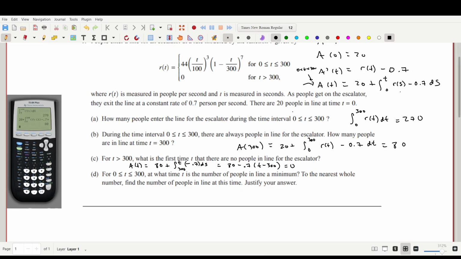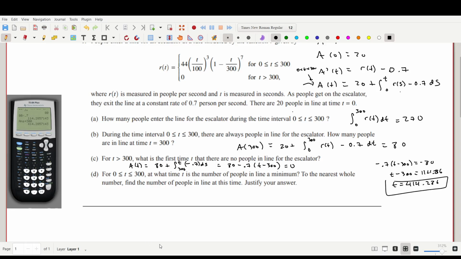That one's just easy to do by hand. You could graph if you really need to, but you get negative 0.7 times (t minus 300) equals negative 80, so t minus 300 equals 80 divided by 0.7. I'll do that in my calculator. 80 over 0.7 is 114.286. Then you add 300, so t is 414.286. Great.